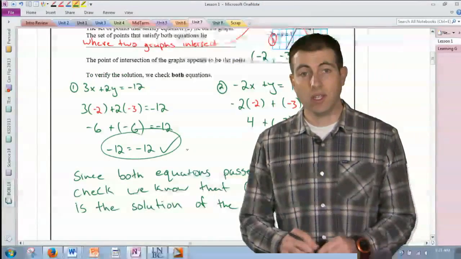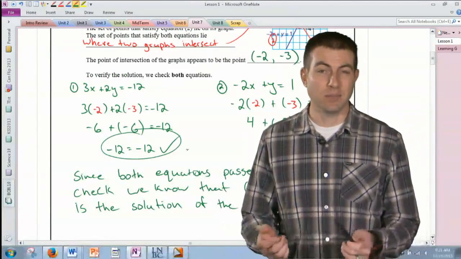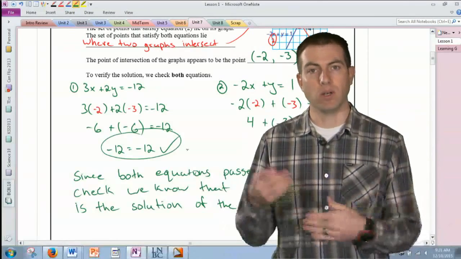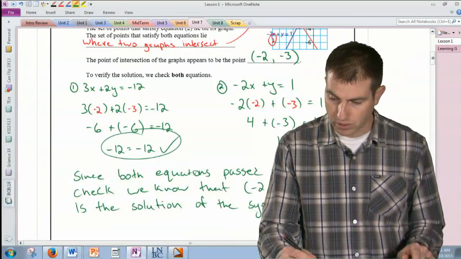So hopefully that doesn't happen. Hopefully all of the solutions you have always work out. But if it works out for one and not the other, it just means that point was on the one line, but it wasn't on the other line. So just something to keep in mind as you're working through these problems.